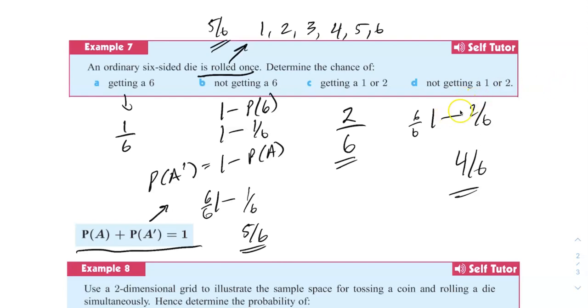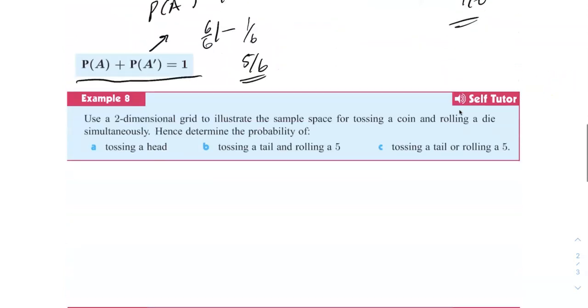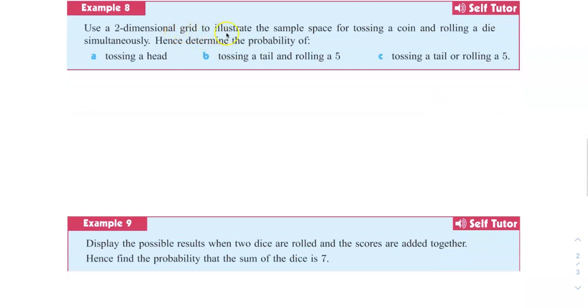Okay, once again, so hopefully a little easier. Next one. Use a 2-dimensional grid to illustrate the sample space for tossing a coin and rolling a die simultaneously. Hence, determine the probability of this. So first we're going to do a 2-dimensional grid. So here's coin. And we're going to do tossing a die.